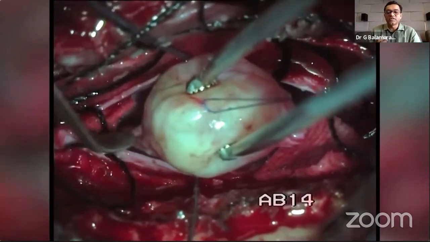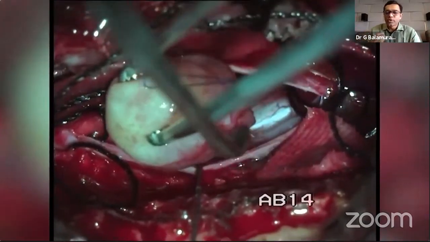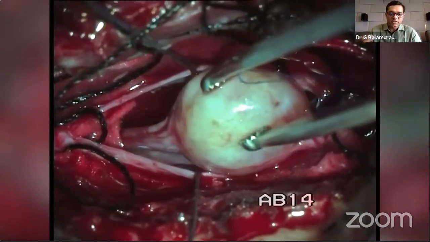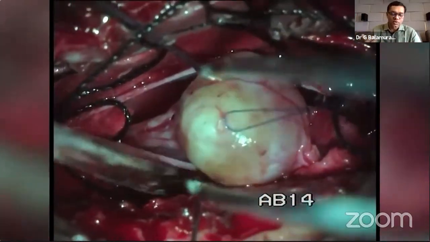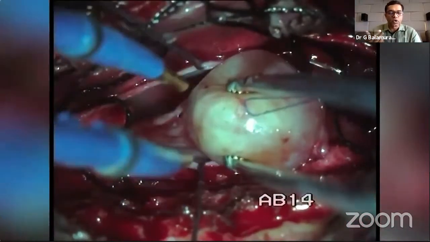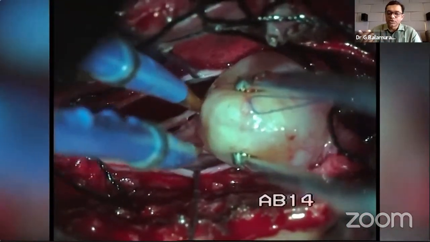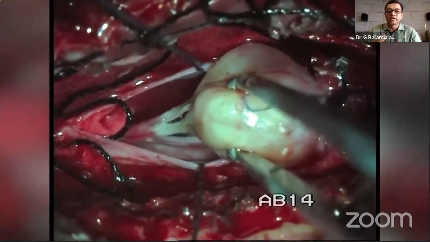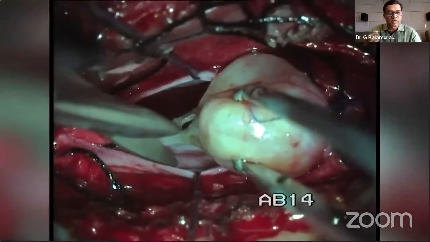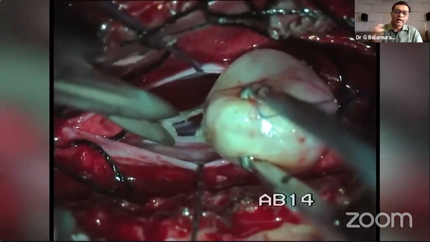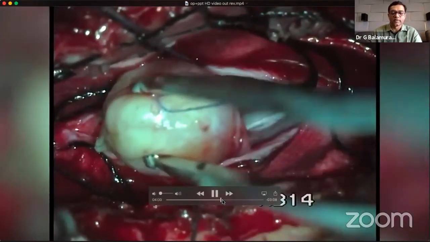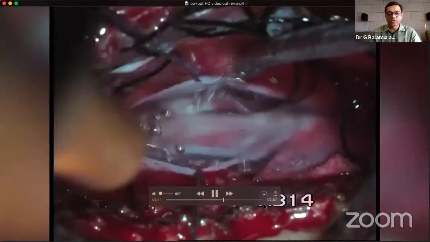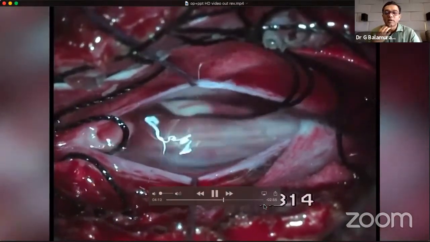So you need to identify the exact rootlets. You can use neuromonitoring for these cases, but at the lower levels you probably don't need to; it's not going to make much difference, unlike at the cord level. Then you just buzz the rootlets and the root from where it's arising and remove it, and you're still able to take this out successfully. Then again the tumor is delivered. Watertight closure is very important.